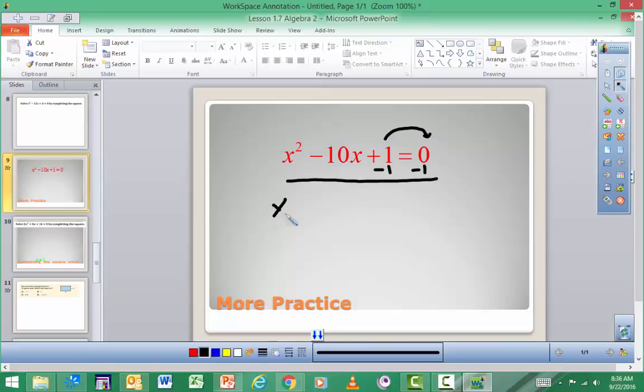So that would give us x squared minus 10x. And then what we want to do is add something to make this a perfect square. And then over here we have the left side, or the right side, we have the same square. We have to add the same number to both sides of the equal sign.